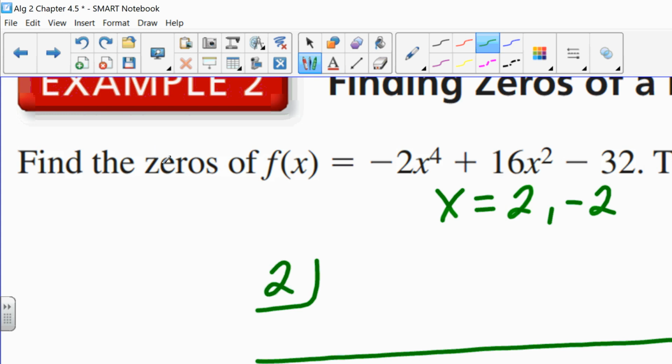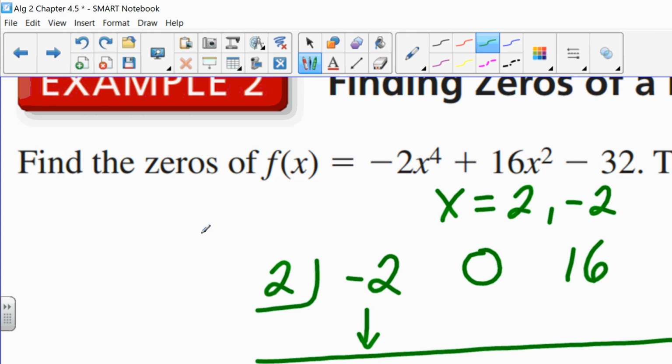So we can try 2 first. Now across the top would be negative 2 for x to the 4th, and then we would follow it up with 0 for x to the 3rd, 16 for x squared, 0 for x, and then negative 32. And our first main step would bring down the negative 2.